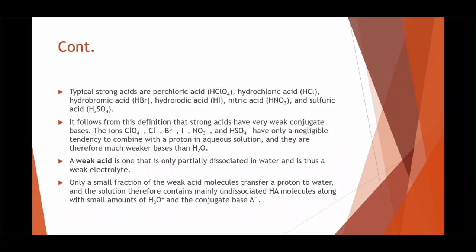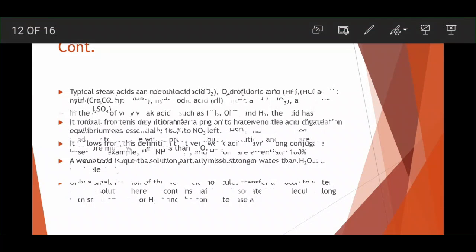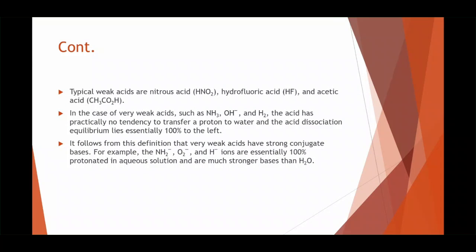A weak acid is one that is only partially dissociated in water and is thus a weak electrolyte. Only a small fraction of the weak acid molecules transfer a proton to water, and the solution therefore contains mainly undissociated HA molecules along with small amounts of hydronium and the conjugate base A negative. Next, we have examples of typical weak acids. Typical weak acids include nitrous acid, hydrofluoric acid, and acetic acid.